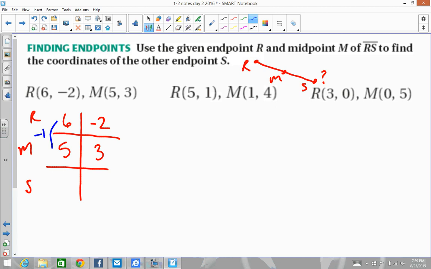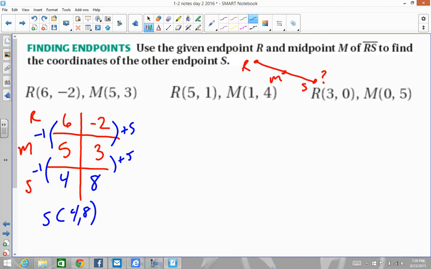Well, if that's in the middle, I have to do it again on the other side. If I subtract 1 from 5, I get 4. And if I go over here, how do I go from -2 to 3? That's going to be plus 5. So if I add 5 again, that's going to be 8. Well, there's my answer. S is 4, 8.